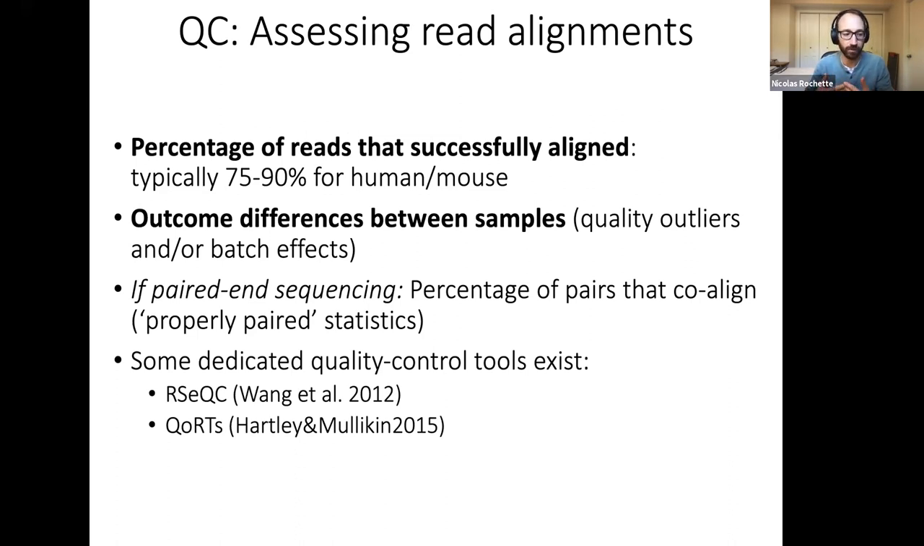In general, it's going to be very black or white. In most cases, you're just going to find that these alignments are properly mapping to the genome. Your data sets are properly mapping to the genome. And for human and mice, typically that means that about 75 to 90% of reads are going to align to the genome in a unique fashion.